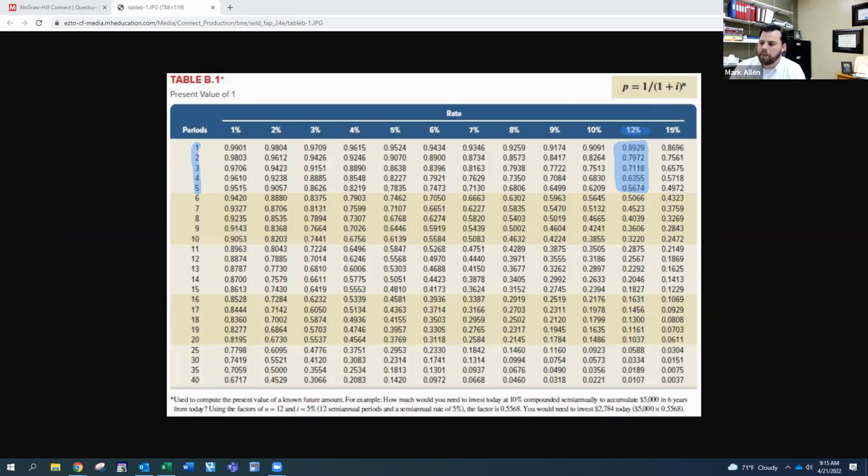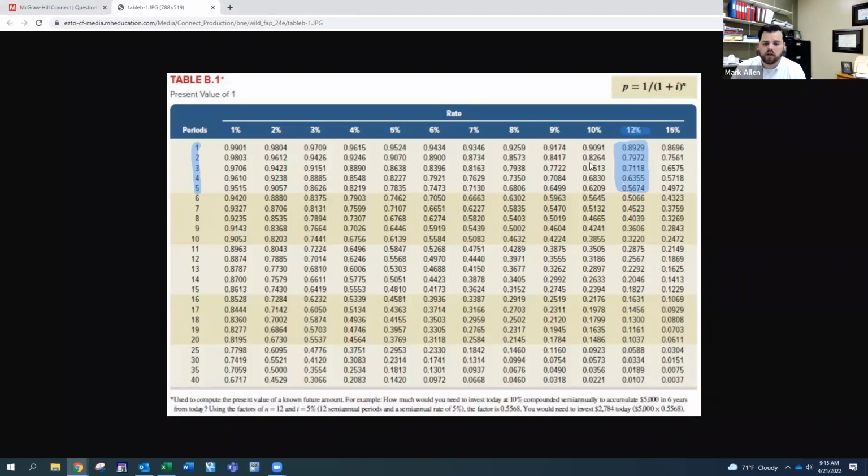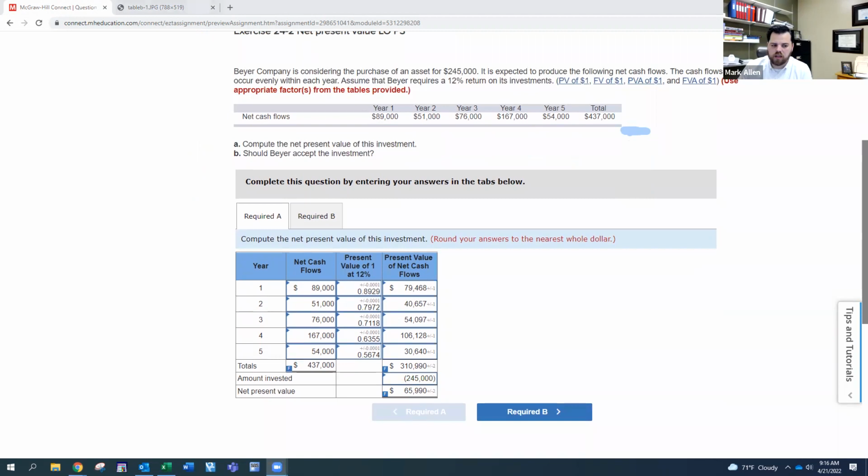So now if we come back, we should recognize the 0.8929, the 0.7972, all the way down to the 0.5674. And I'll just go back one more time so you can see that. But that's the idea, right? We're coming through, grabbing each one of those factors, dropping them into our table, and then multiplying across. 89 times this factor is this. 51 times that factor is this. And so at the end, we can see that the present value of the cash that we're actually receiving, once we've done all this multiplication and added them all up, is $310,990.